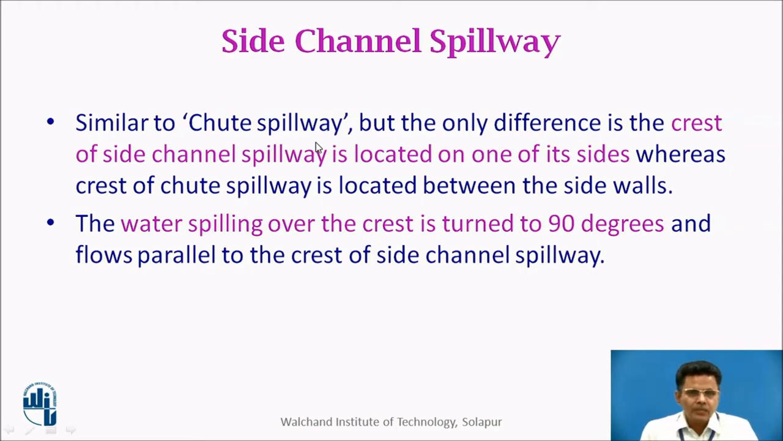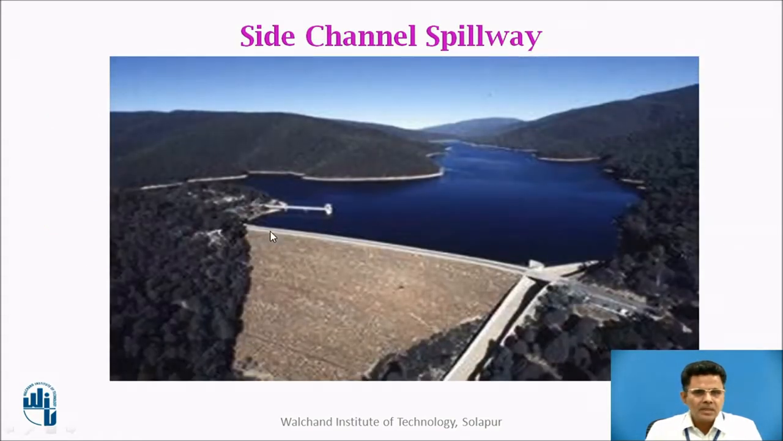Similar to a chute spillway, the only difference is that the crest of a side channel spillway is located on one of its sides, whereas the crest of a chute spillway is located between the two side walls. Water spilling over the crest is turned 90 degrees and flows parallel to the crest of the side channel spillway. How? Just see. This is a side channel spillway constructed here. They have not constructed the spillway here, but they have constructed it here. Water passes over this spillway, then passes over a chute, then through the open channel, and goes downstream.